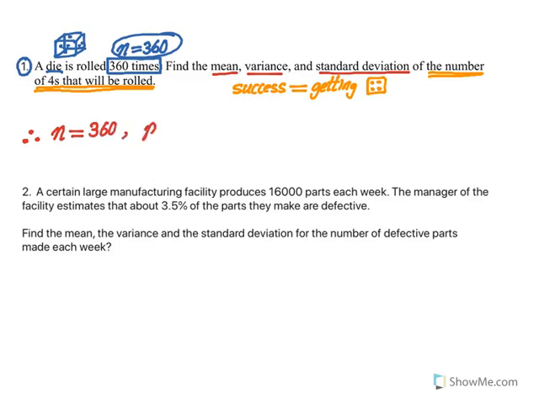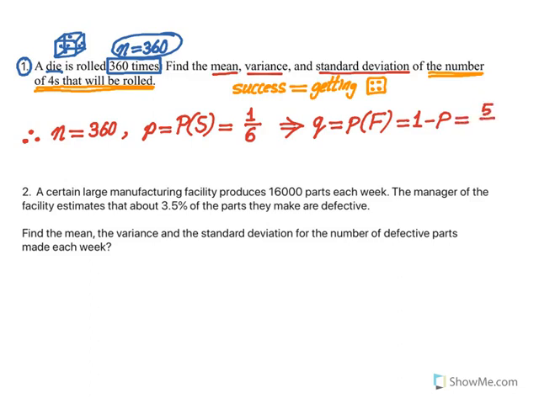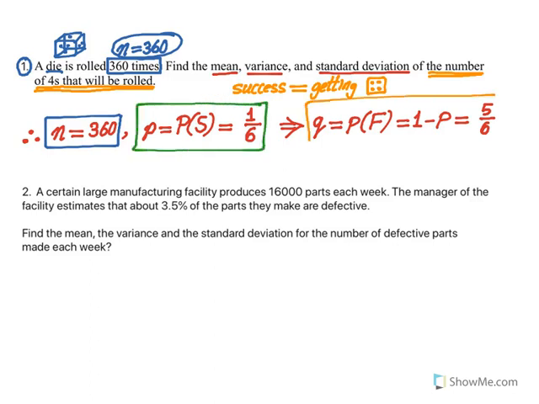The probability of success, which we call little p. Success means the probability of getting a 4. This is 1 out of 6 possibilities. And immediately from this, you know that q, which is the probability of failure, is always 1 minus p. And so if you take 1 minus 1 over 6, you'll get 5 over 6. So let me just highlight what we found. N is this, P is this, and Q is this. Okay, so keep these 3 numbers in mind.